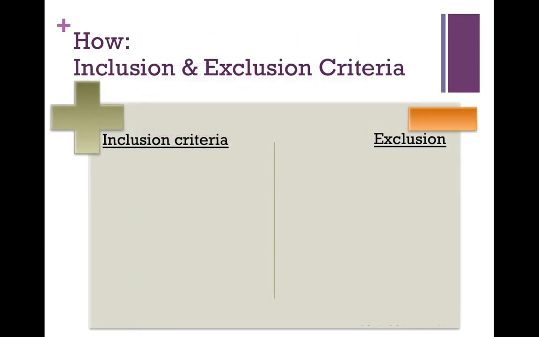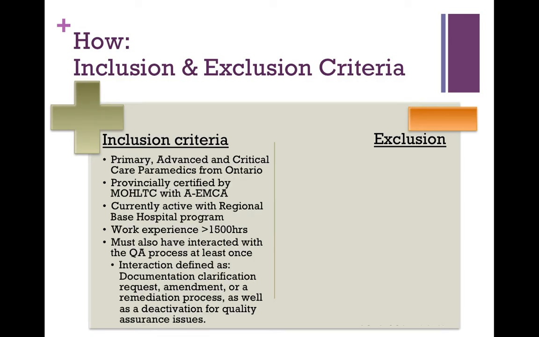Talk about inclusion and exclusion criteria. Inclusion criteria will be for all levels of care paramedic in Ontario: primary, advanced, and critical care. They must be certified by the Ministry of Health and Long-Term Care with at least an MCA. They have to be currently active with a regional-based hospital program, which means they have to be employed, and they must have work experience for over 1,500 hours, which is approximately a year. They must have also interacted with a QA process at least once, which is defined as either a documentation clarification request, documentation amendment request, remedial process, or a deactivation for quality assurance issues.